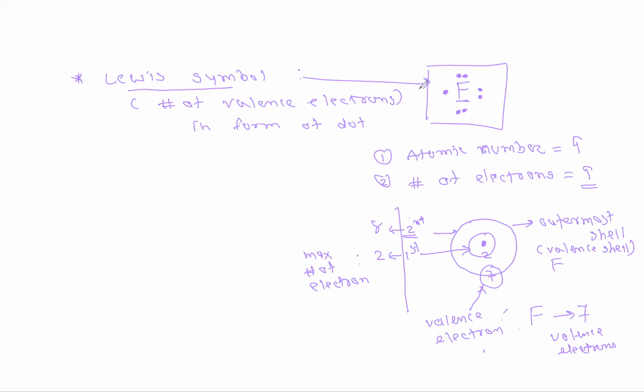So when you draw the symbol for an element and you represent the number of valence electrons it has using dots, that is called a Lewis symbol. Do you follow me, everybody? Yes, Professor. Everyone, yes? Excellent, great.